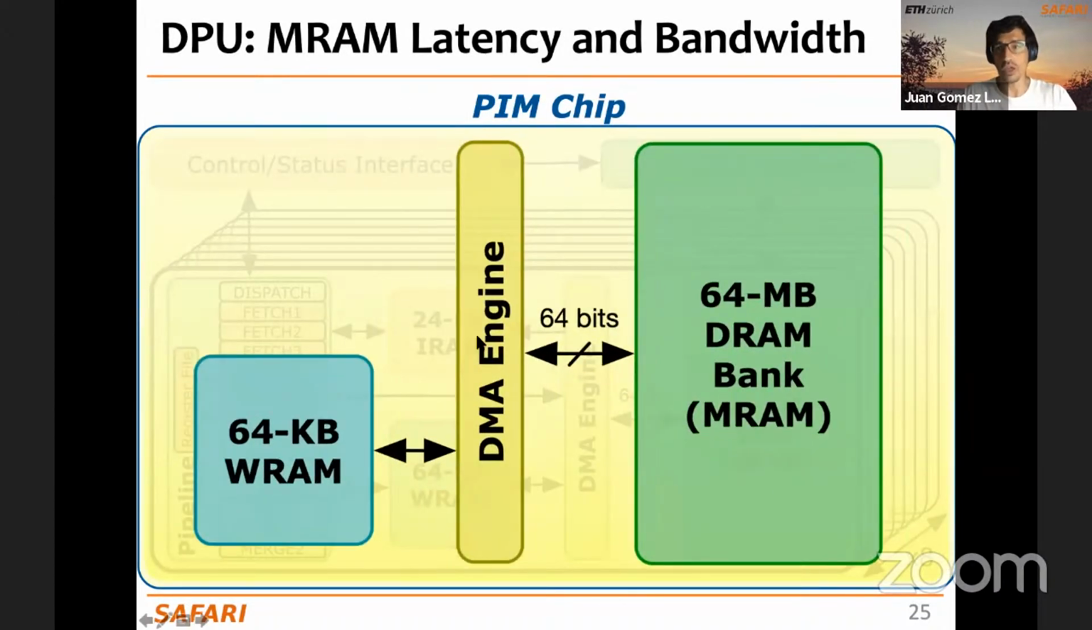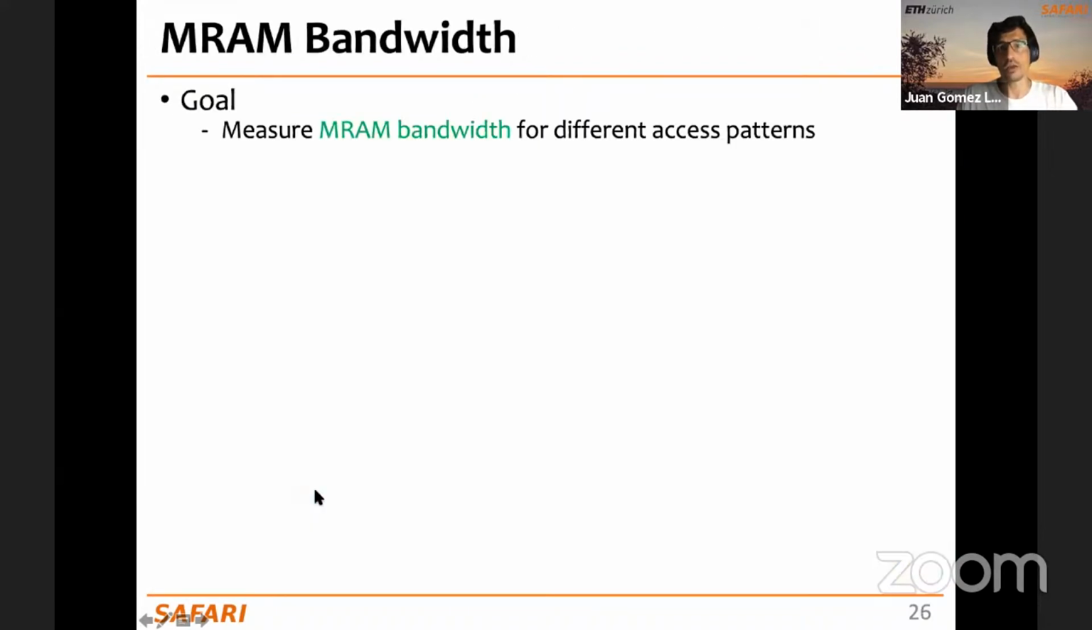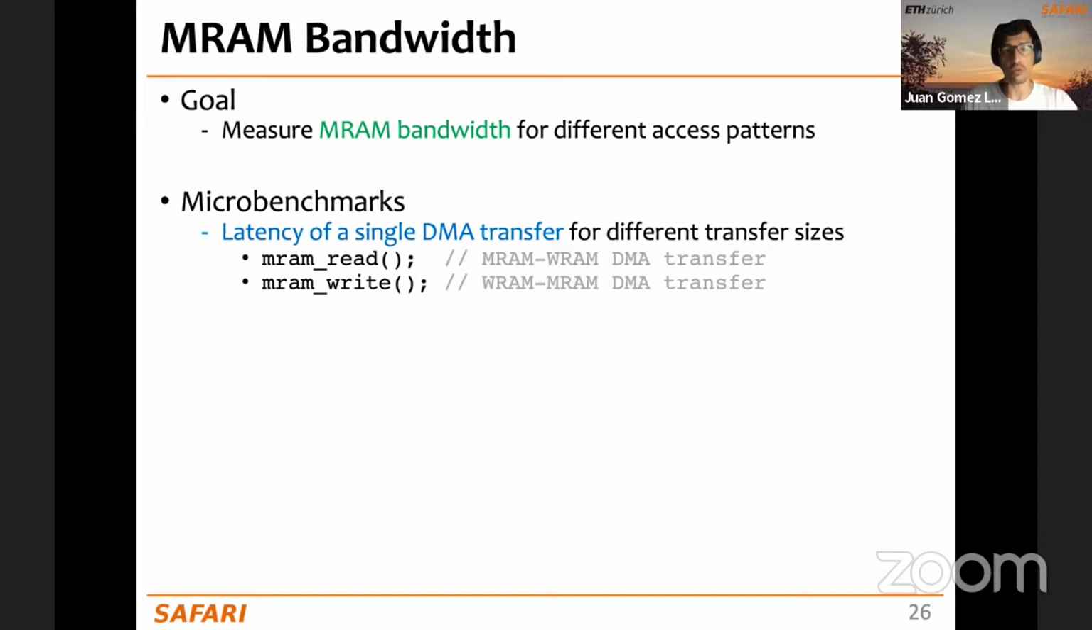So here we put the focus on this part of the PIM chip and this part of the DPU, where we have the 64 megabyte MRAM bank, we have the DMA engine, and on the other side, we have the 64 kilobyte WRAM. Our goal is to measure the MRAM bandwidth for different access patterns, and to do so, we use different micro benchmarks. In the first one, we measured the latency of a single DMA transfer. There are two types of transfers, as you can guess. One is for reading from MRAM, which is copying from MRAM to WRAM, and the other one is for writing to MRAM. So it's copying from WRAM to MRAM.